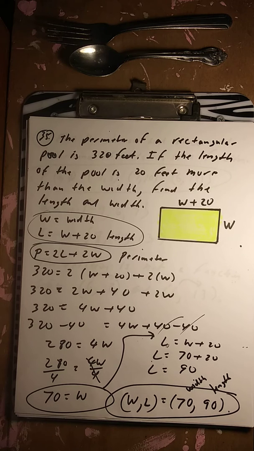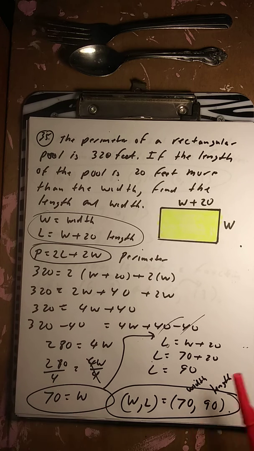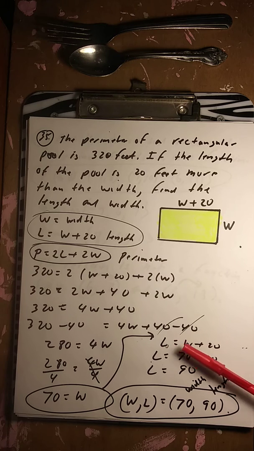They're gone. So now what do we have? We have 280 equals 4W, divide by 4, divide by 4. So W is 70. So the width is 70. But we also know that the length is width plus 20. So 70 plus 20, substituting in there, is 90. So the width is 70, the length is 90.